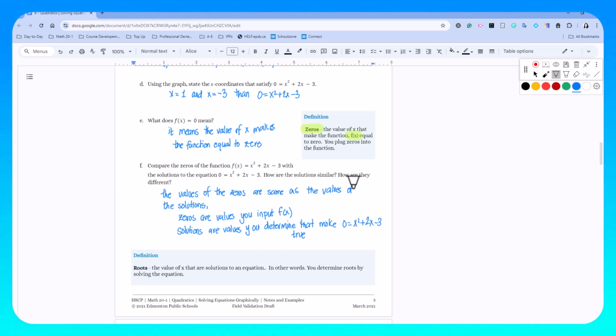And we're going to call these solutions, got another name for you, roots. So roots are the values of x that are solutions to the equation. In other words, you determine roots by solving the equation. And often that means, just like what we did in the activate section, we isolated the x. That's one approach that we did. We're going to look at other ways a little later on of solving algebraically, using factoring as a nice way of seeing these solutions of quadratic functions.